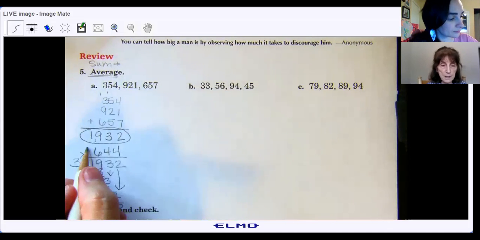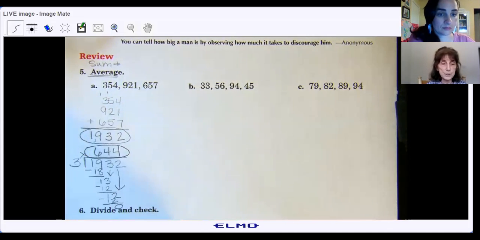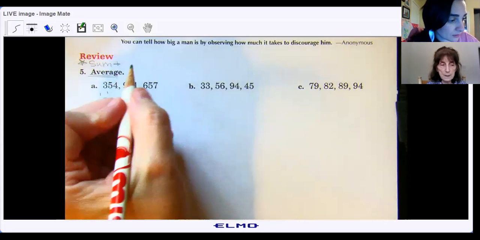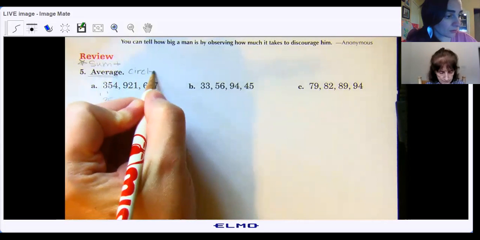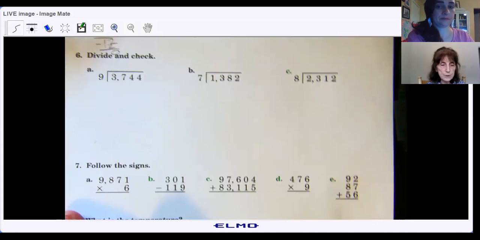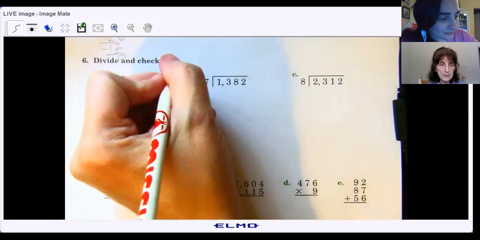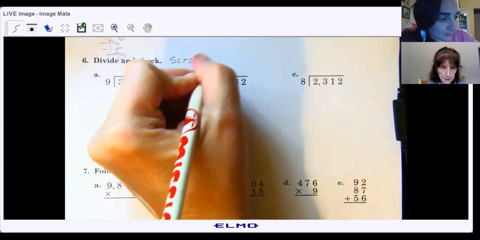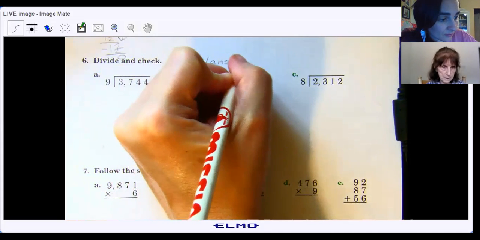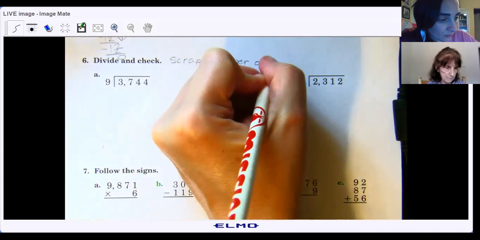So your sum is 1,932, and your average is 644. Don't forget, you have to add the numbers, and then you divide by how many addends you have. Okay? All right, we're going to go down to the next one, number 6. You're going to divide and check. Do it on scrap paper, and just put your answers on this paper, because some of you write real big, and it's really hard to see the answers or find them.